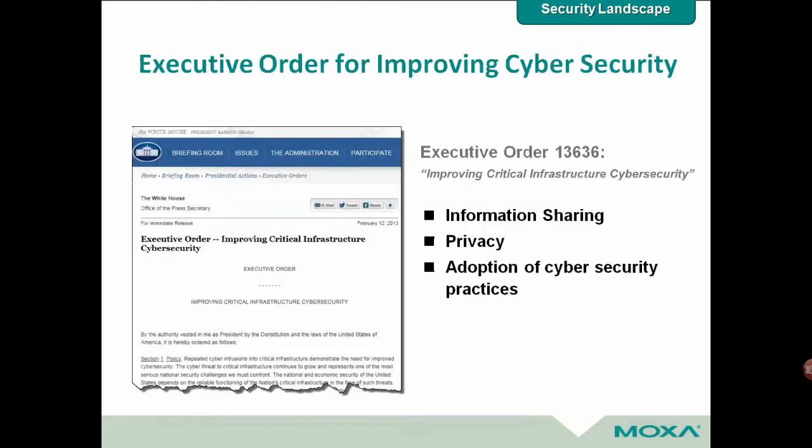In response to the growing number of attacks on critical infrastructure and the prevalence of tools like Shodan, the U.S. government felt the need to weigh in on the subject. On February 12, 2013, President Obama signed Executive Order 13636 for improving critical infrastructure cybersecurity. The executive order is designed to increase the level of core capabilities for our critical infrastructure to manage cyber risk. It does this by focusing on 3 key areas: information sharing, privacy, and the adoption of cybersecurity best practices.